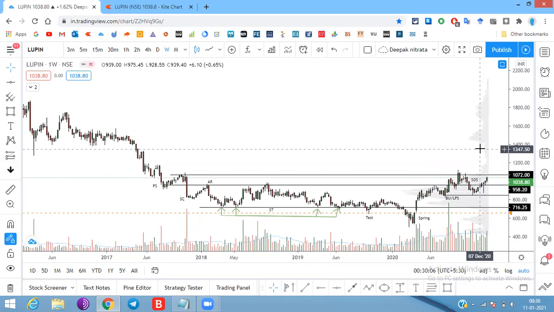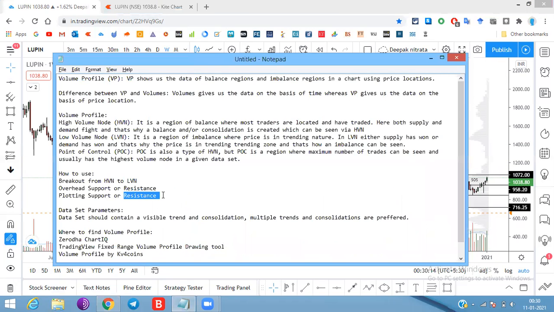Okay. So this is an example of Lupin. I hope in this whole session I have explained to you all the examples of breakout from high volume node to low volume node, overhead support or resistance, and plotting support or resistance. We can locate a good support or resistance region using the volume profile also. Okay.